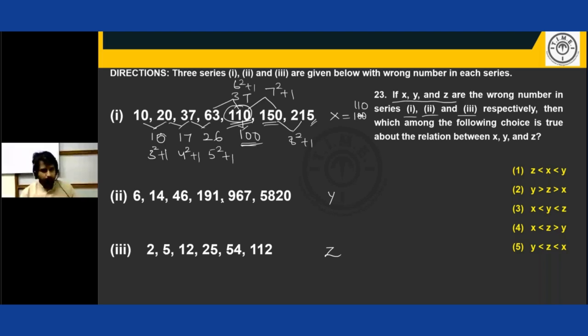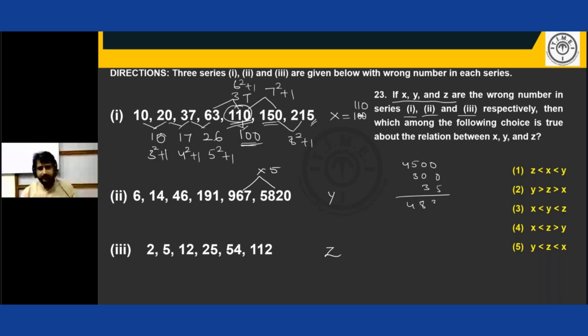6, 14, 46, 191, 966, 5820. Now 967, 5820. It goes maximum how many times? 5 times. 967 5s are how much? 9 hundreds 5s are 4500. 60 5s are 300. 7 5s are 35. So it is 4835.